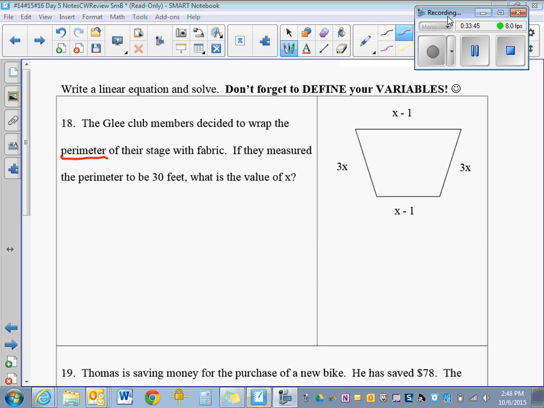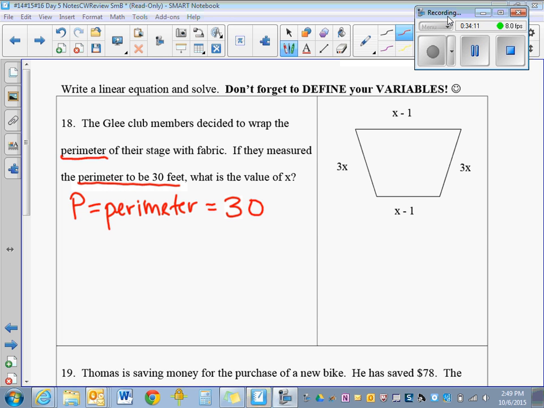How do we know what perimeter is? Anybody remember? What is perimeter? Right, it's the addition of all of our sides together. If they measure the perimeter to be 30 feet, what is the value of x? So we know that P, we'll call it P perimeter. We know our total perimeter is 30 feet, right?